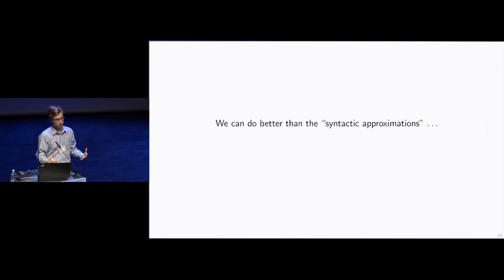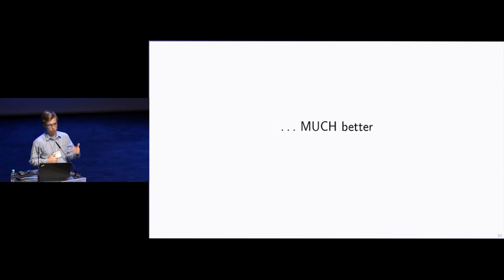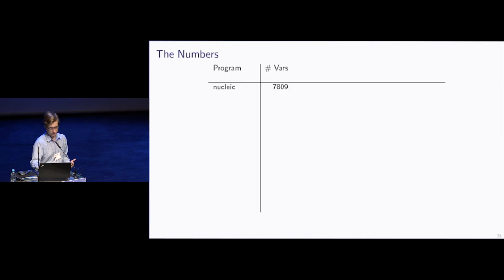And so the story of this paper is we can do better than these syntactic approximations. Well, I would hope so. And it turns out that we can do a whole lot better. So I'm going to show some numbers here. Don't be too scared. We have this program, Nucleic. It's a standard compiler benchmark. The number of variables in this program is 7,800. That's including naming all of the intermediate temporaries in the compiler.